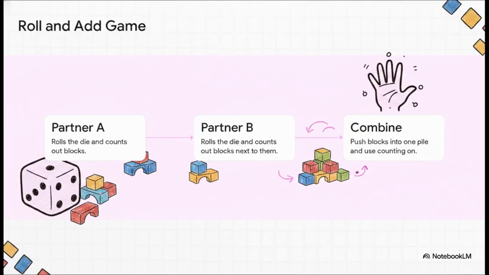The students then spend about 7 minutes utilizing those exact mechanics on their own during the roll and add game. Working in pairs with a standard 6-sided die, partner A rolls and counts out blocks, partner B does the exact same thing right next to them. Then together, they push the blocks into one pile, use that crucial counting on strategy we just talked about, and call out the final answer. It's brilliant because it makes the kids self-sufficient while practicing exactly what was just modeled.